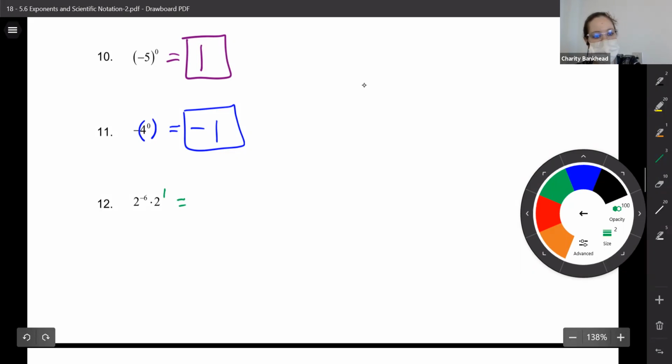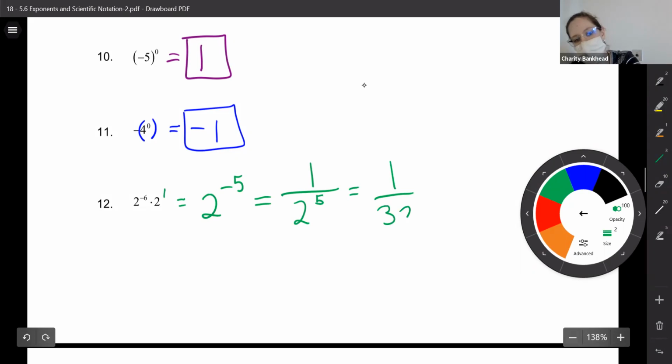And then, so -6 plus 1 would be -5. So it's 2 to the power of -5. So that's 1 over 2 to the 5th. So that's 1 over 32.